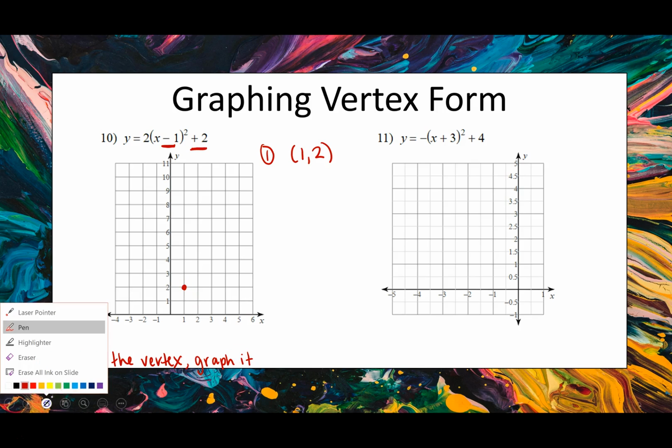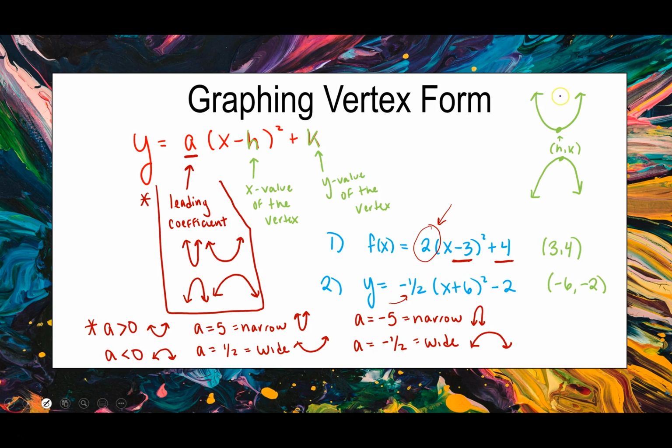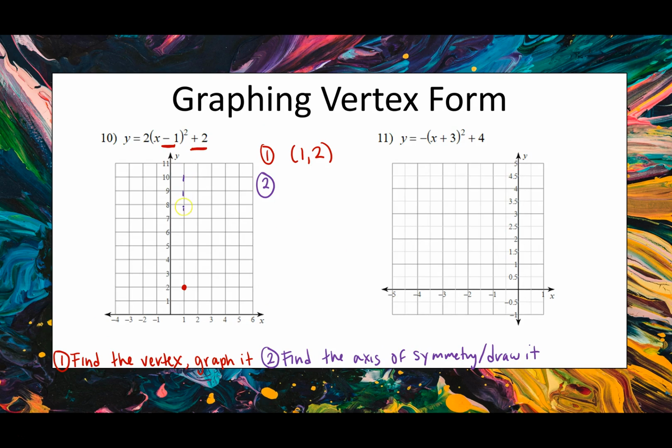All right, step 2 is something we haven't talked about, but step 2 is going to be find the axis of symmetry and draw it. Okay, the axis of symmetry goes right through the vertex. What I mean by that is if you look at these parabolas, an axis of symmetry is where there's symmetry, where you could fold it and you get the same thing on both sides. So same thing here, your axis of symmetry is here because it's the same on both sides. Axis of symmetry is here, here, here, and here.